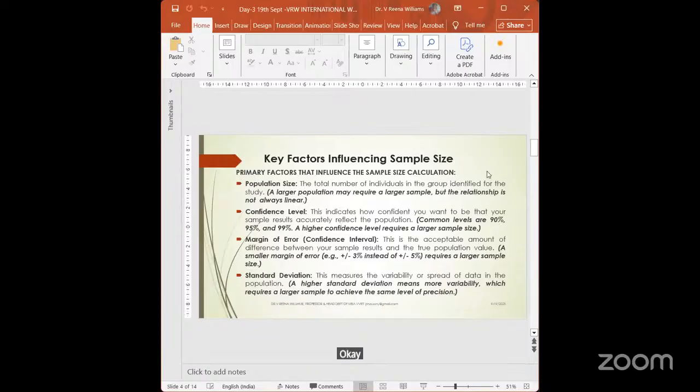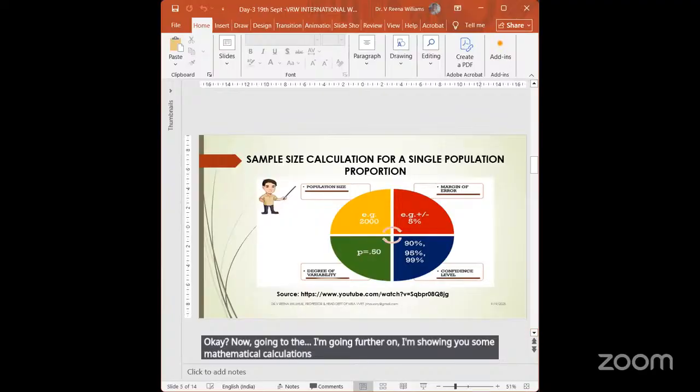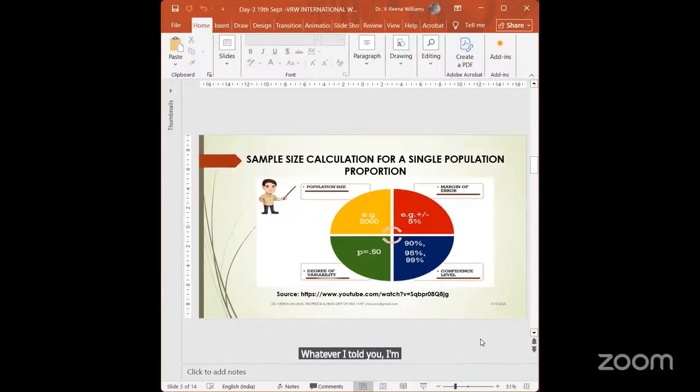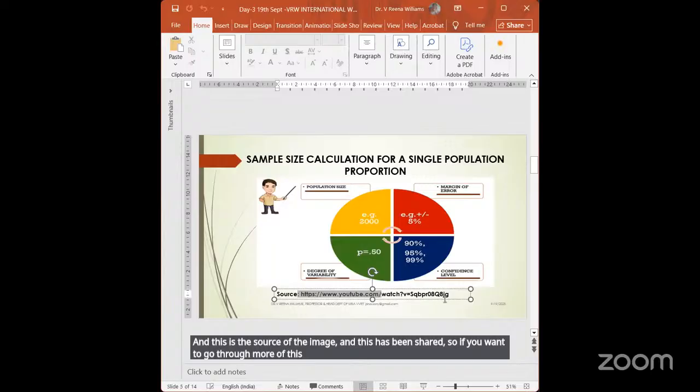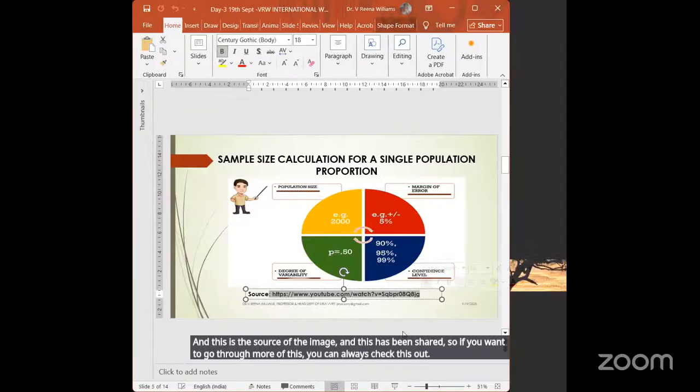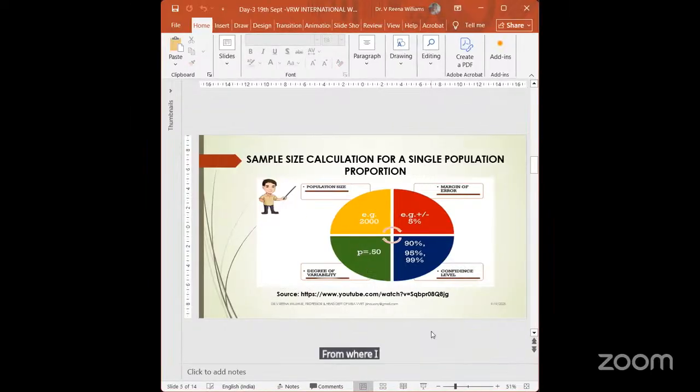Now, I'm going further on. I'm showing you some mathematical calculations, a statistical calculation. Whatever I told you before this, I'm showing it to you in this diagrammatic image. And this is the source of the image, which has been shared. If you want to go through more of this, you can always check this out. So that's the source from where I took this snap.